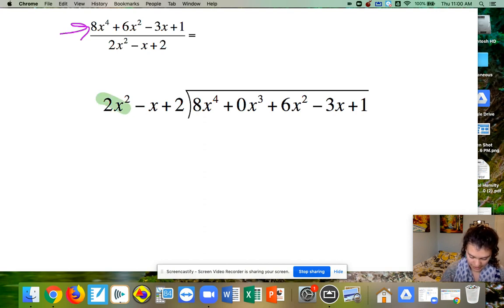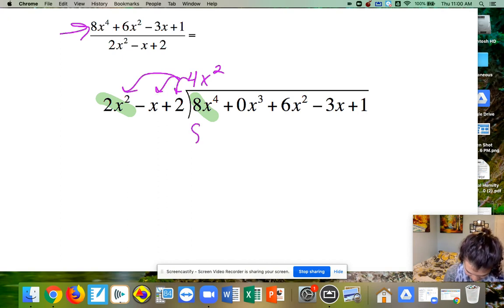So again, we want these to look the same. So how can I multiply 2x squared to look like 8x to the fourth? You're going to want to multiply by 4x squared. And then this needs to distribute to all three of these. So you'll get 8x to the fourth minus 4x cubed plus 8x squared.